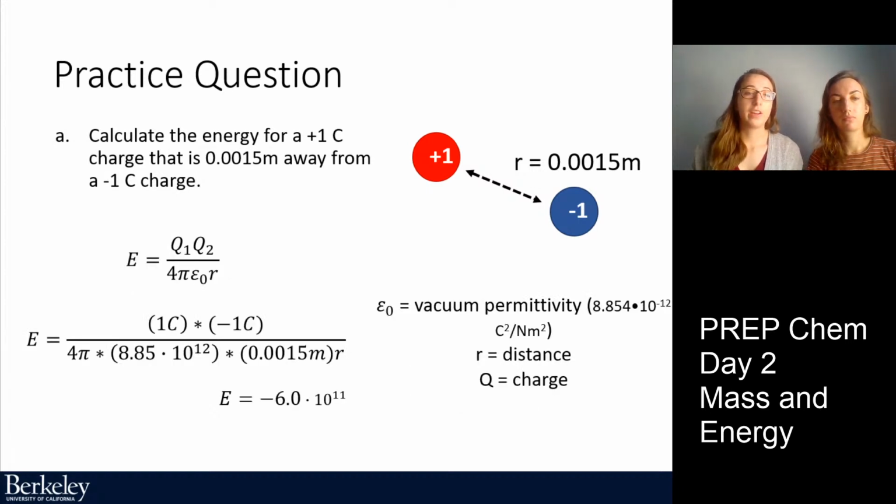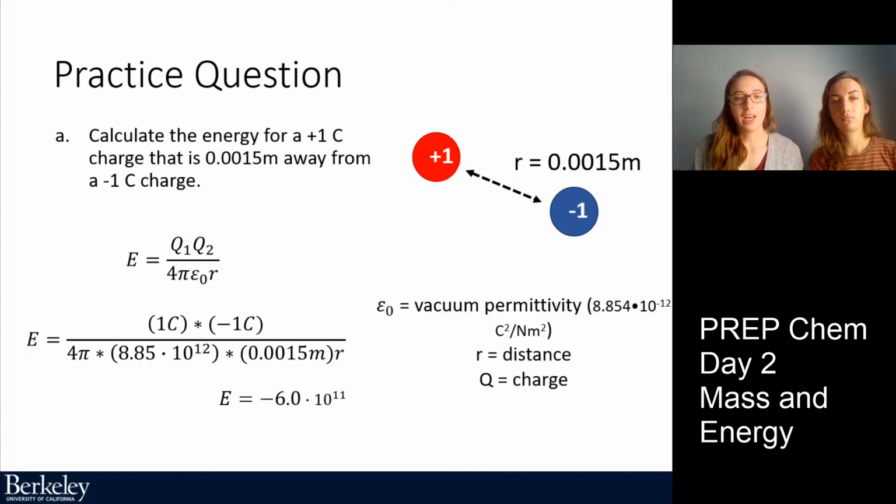Okay, so to calculate the energy for a +1 coulomb charge that is away from a -1 coulomb charge, we would use the energy for the coulombic potential. So here I have written out what that means in terms of the different units that you would use. And the answer you would get is -6 times 10 to the 11th joules.